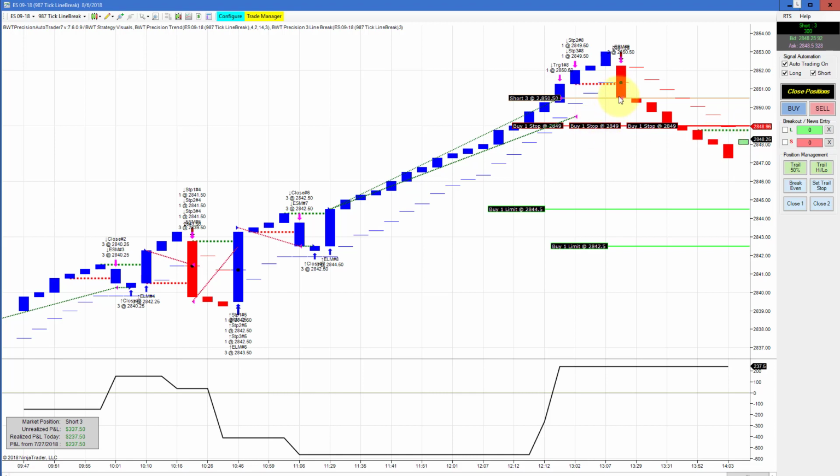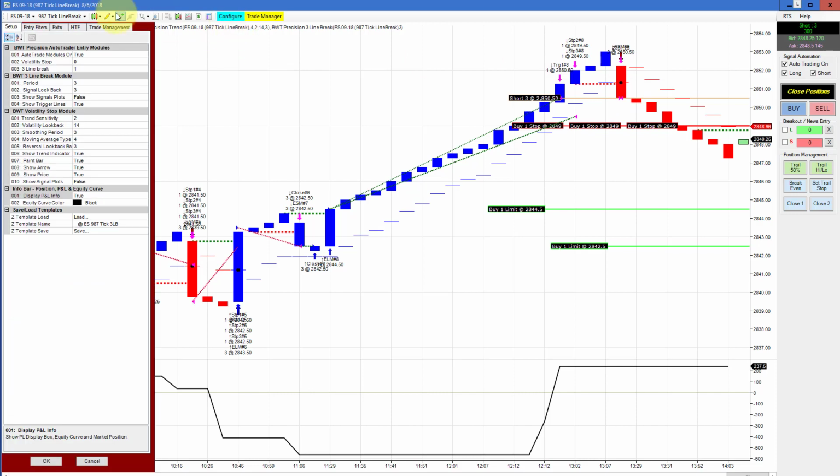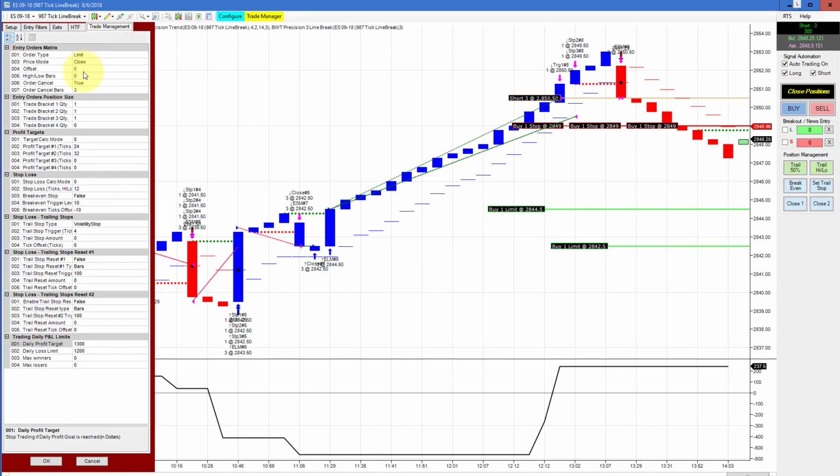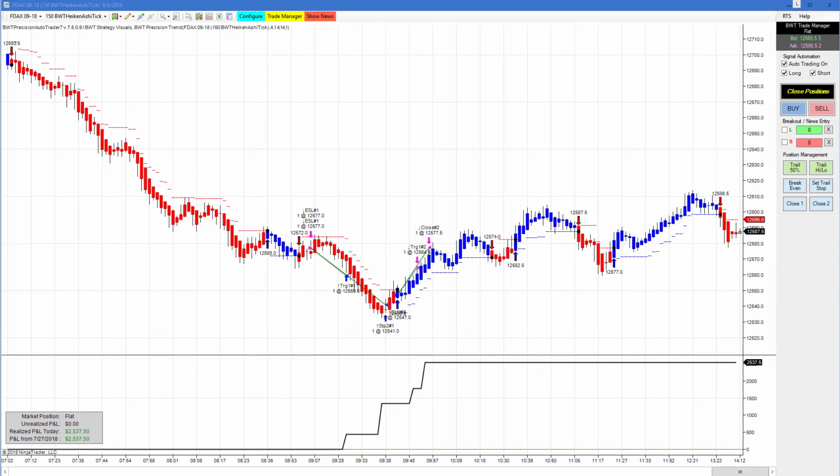Here was our entry. Here's our line break bar, the line break signal right here, and then a close below, and we went short. The order is to go short at the close of the bar, and you can see how that was filled.